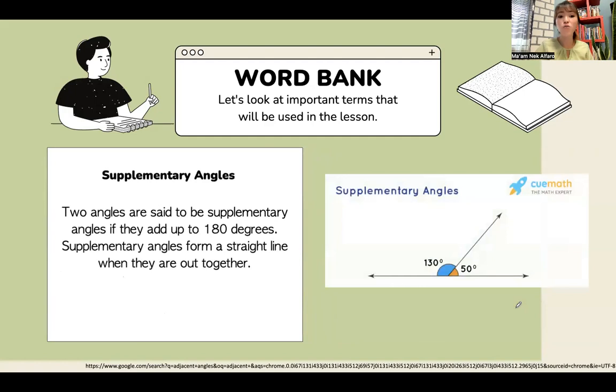Now, supplementary angles are two angles which add up to 180 degrees. Supplementary angles form a straight line when they are put together. Look at this figure. We have two angles. The first angle measures 130 degrees and the second angle measures 50 degrees. If you get the sum, 130 degrees plus 50 degrees is equal to 180 degrees. All right?